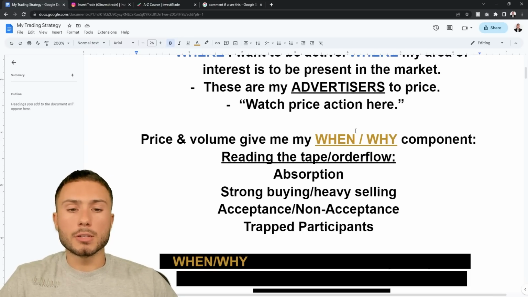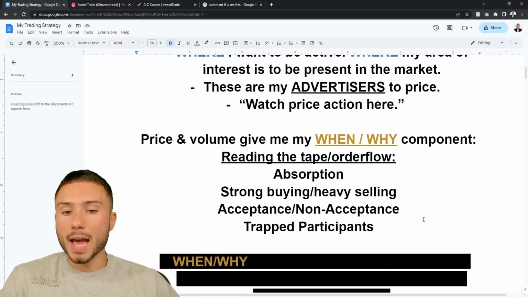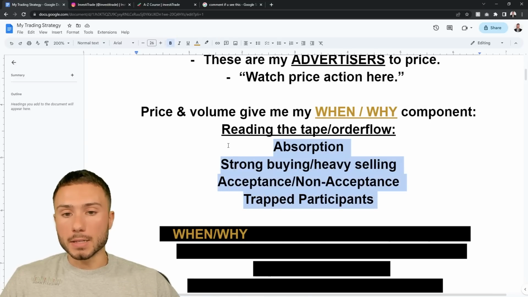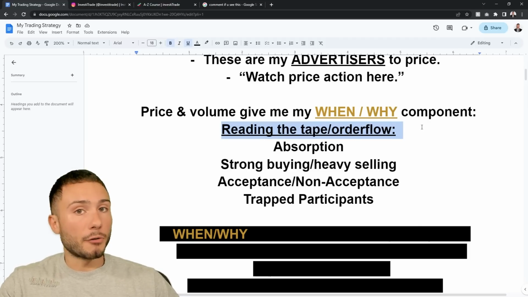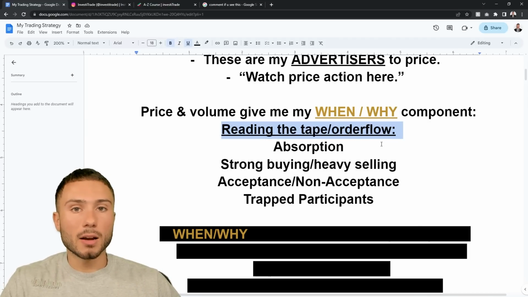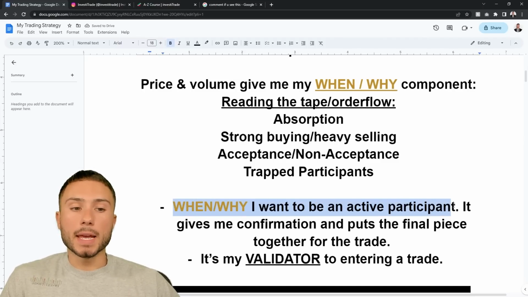And I look for clues such as absorption, strong buying or heavy selling is what I label those as, acceptance or non-acceptance, and then trapped participants. These essentially are the 4 main pieces of information that I look for while I'm reading the tape, using footprint charts, profiling, using a depth of market, reading delta, etc. This gives me my when and why I want to be an active participant.